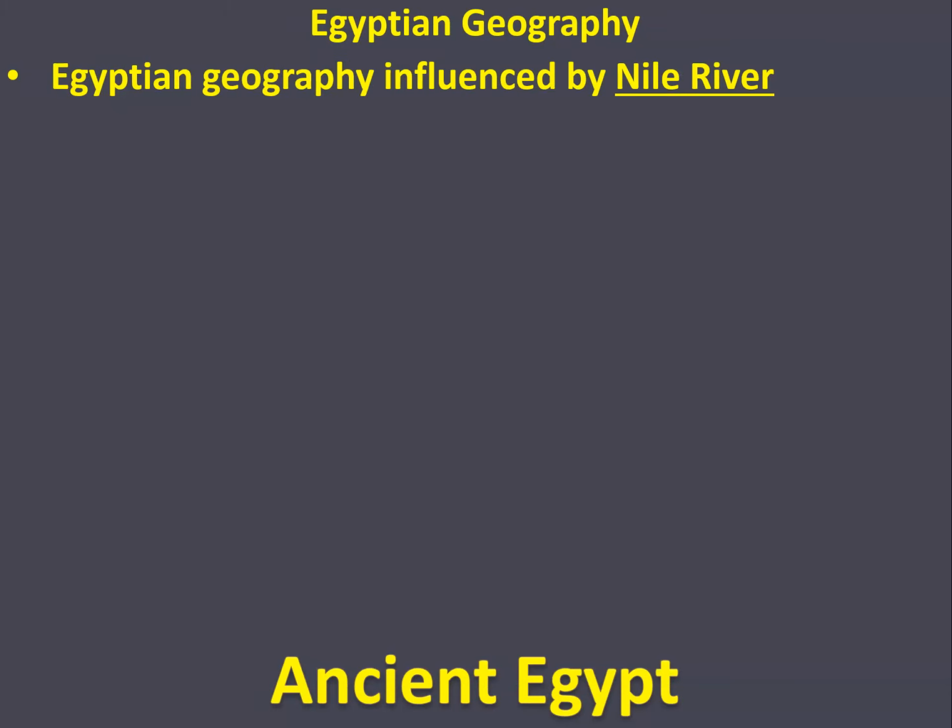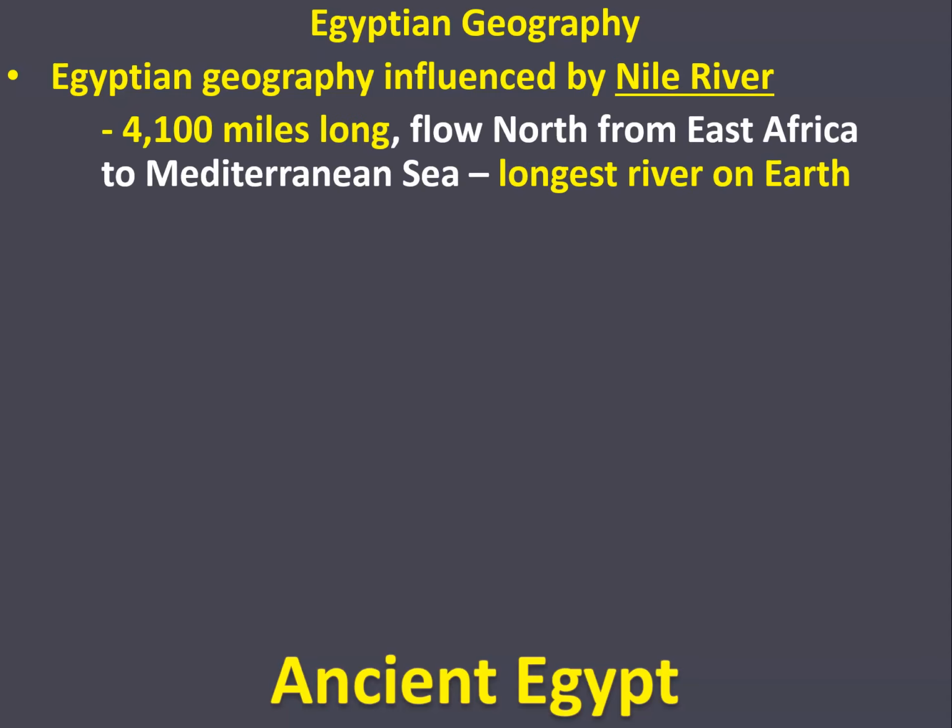So this is where we're going to spend the bulk of the time today, on Egyptian geography. The Egyptian geography itself is heavily influenced by the Nile River. The Nile River is the longest river on Earth. It flows for over 4,100 miles, north from East Africa all the way to the Mediterranean Sea.